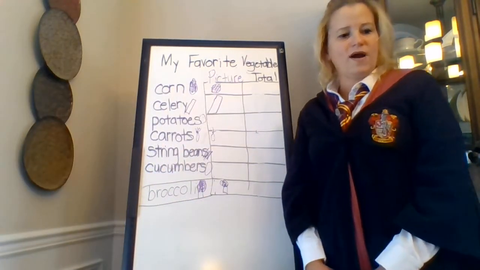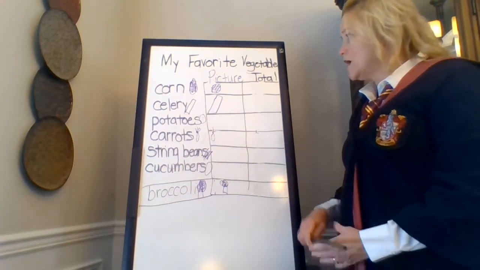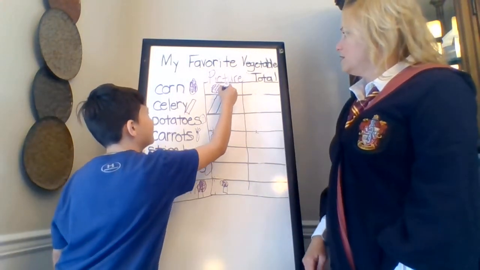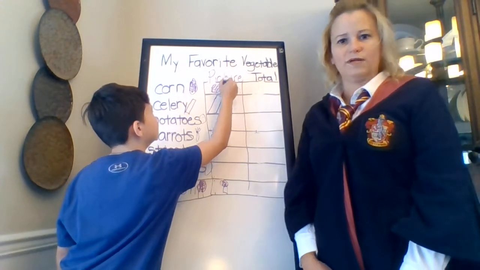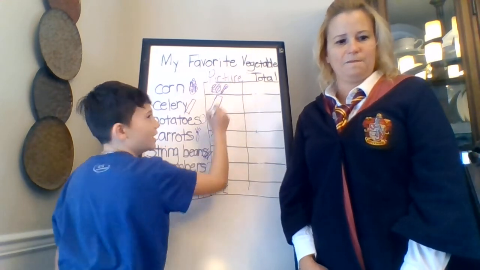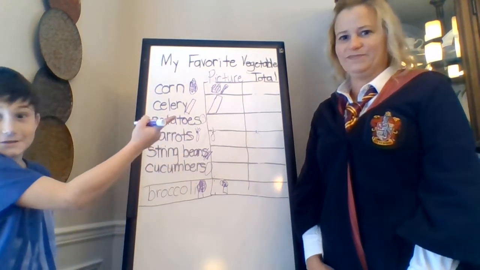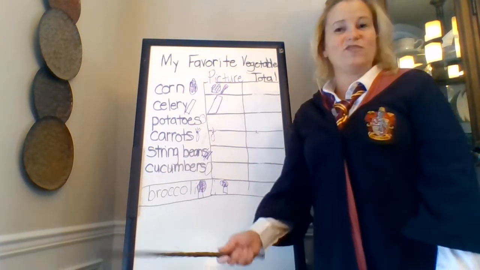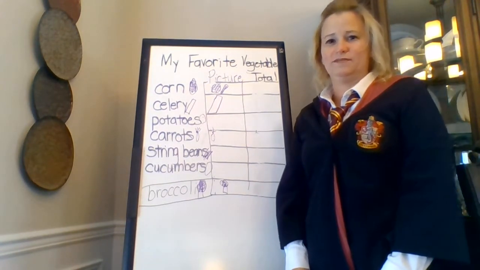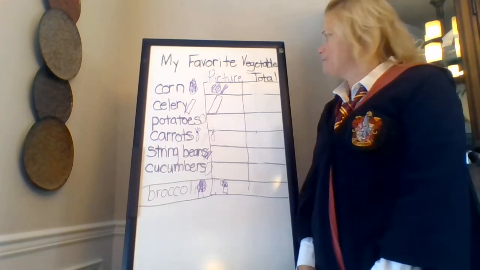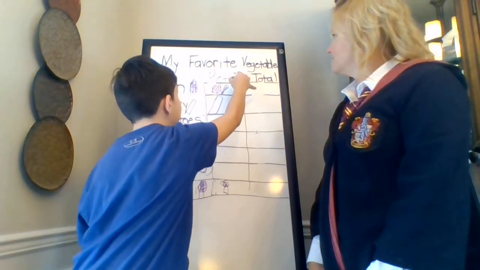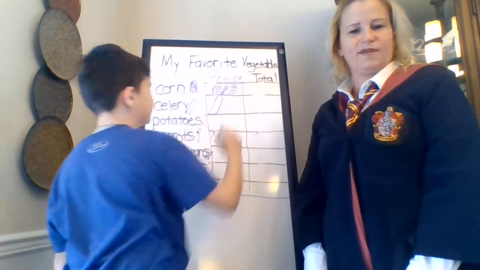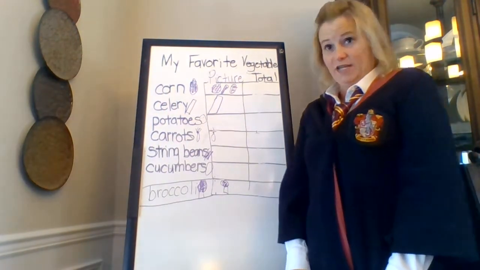Okay, after broccoli, I have another vote for corn. So on your paper, you look for corn, and in the picture, you draw a picture of corn. Easy peasy. All right, after that, I got another vote for corn. Okay, followed by a vote for potatoes.